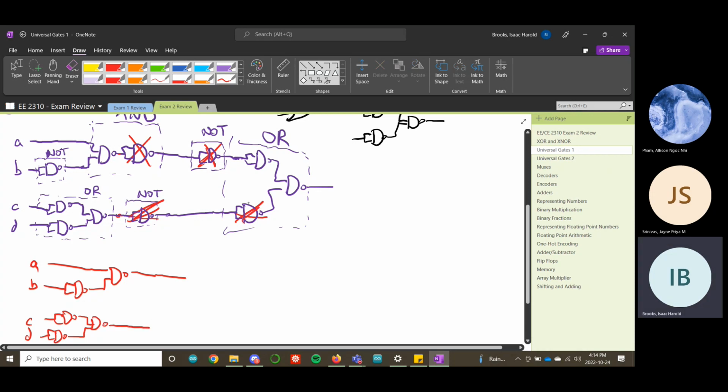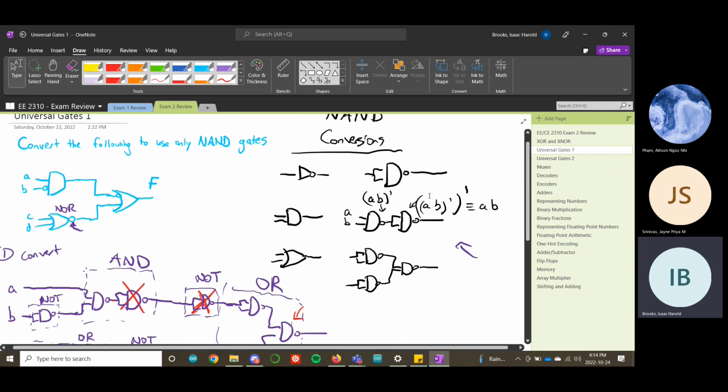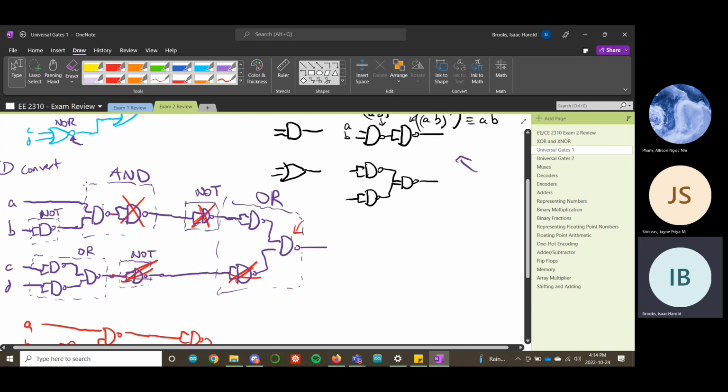Cancel out this one and this one. So on this top one, we have a single inversion. And then these lines go into our final NAND, which is right here. So we've implemented this original circuit using only NAND gates.